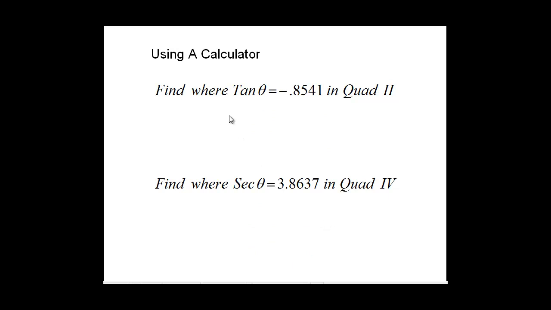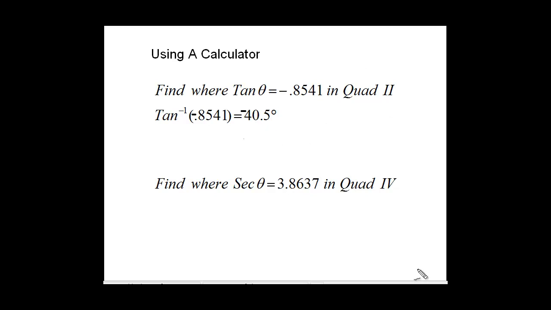Okay, now using a calculator, find where tangent is negative 0.8541 in the second quadrant. If you push inverse tangent of a negative number, it should give you negative 40.5. I mistyped that earlier. So the tan inverse of negative 0.8541 is negative 40.5. Again, those are both negative. When you do that, negative 40.5 degrees is not in the quadrant we want. We want to be in the second quadrant.